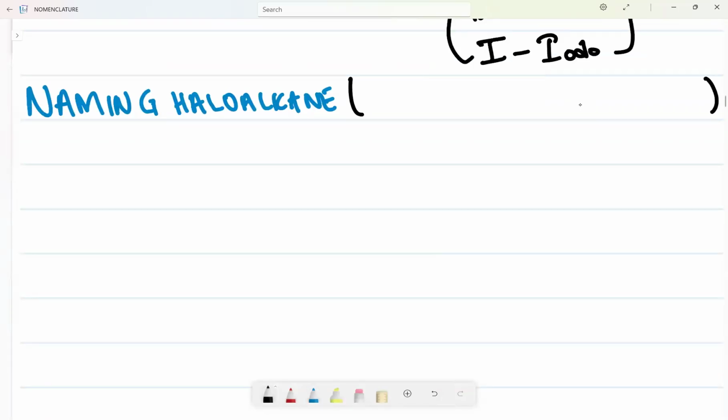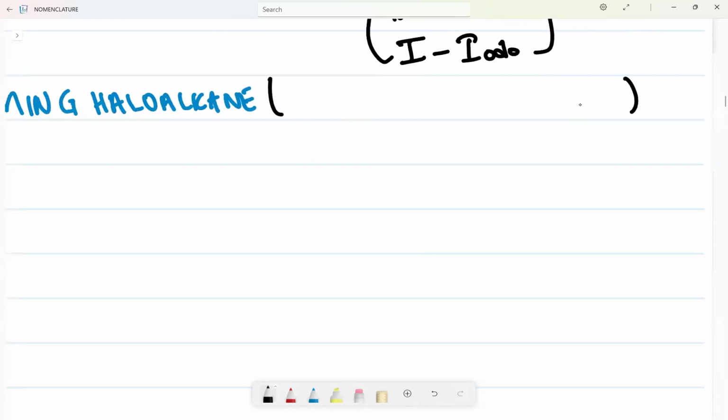This one is very, very tricky. Very tricky above all of them, because I remember very well when I was doing my grade 12, I was very stuck in an exam room on whether to prioritize a branch or a halogen. We prioritize the one that gives us the smallest number.